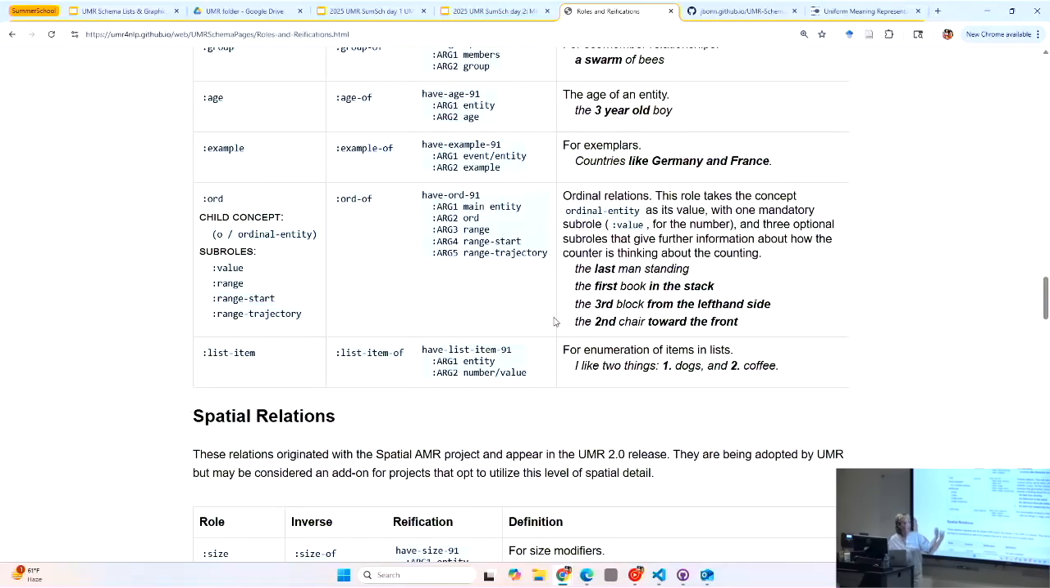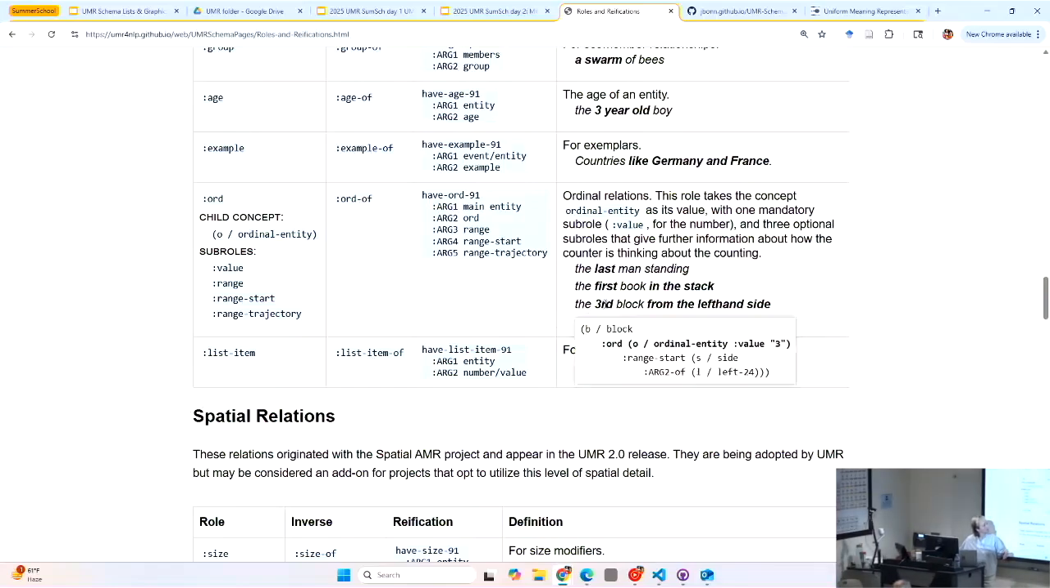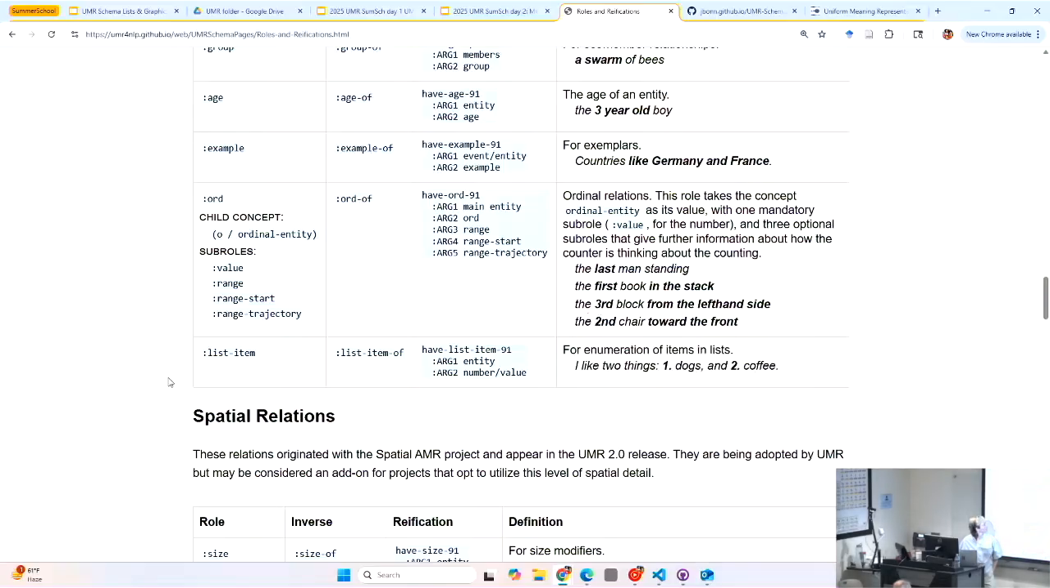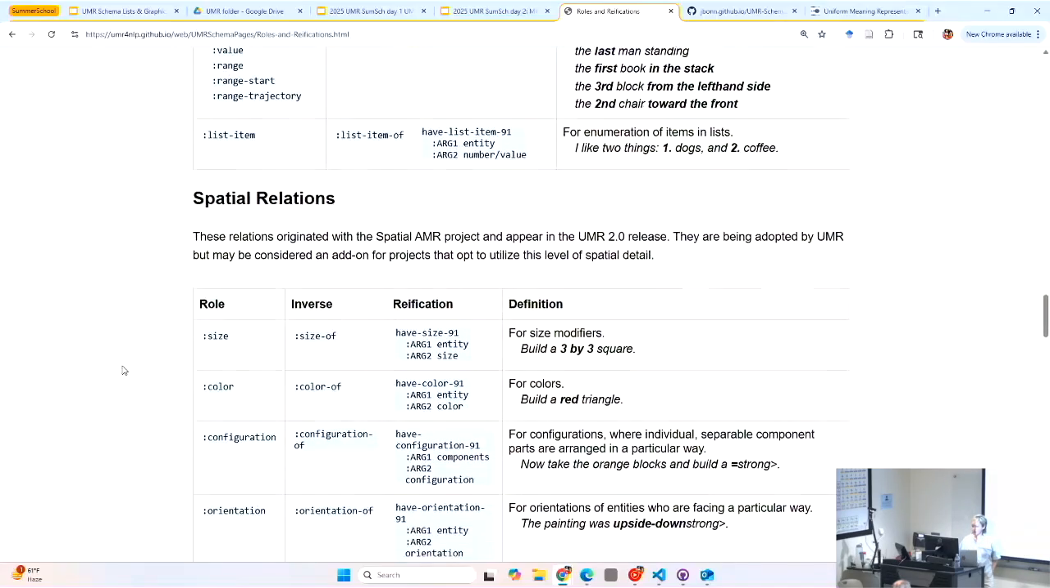Anytime you are counting an ordinal, like you start counting somewhere. So the third block from the left-hand side, that one is range start. So the left-hand side is the start point of your counting. And then the second chair towards the front, that's actually just the direction that you're counting. So that's how you would use those. List item, lists of things. Okay, so those are all the non-participant roles.